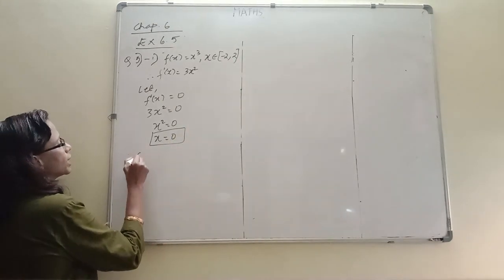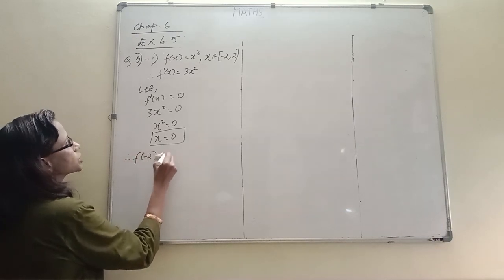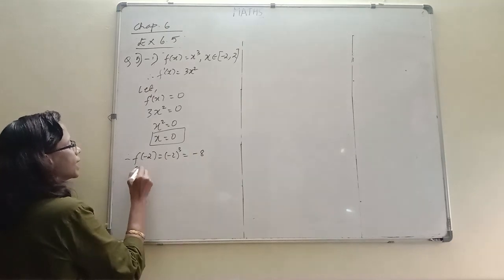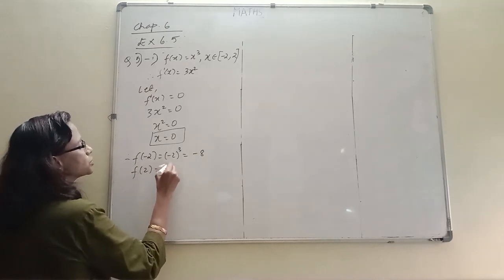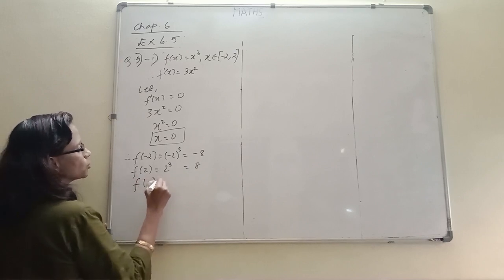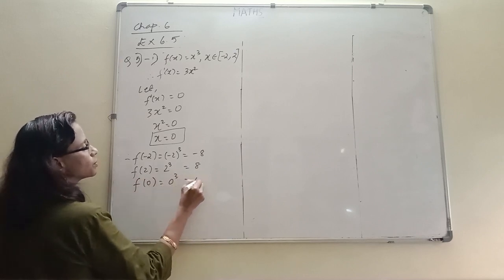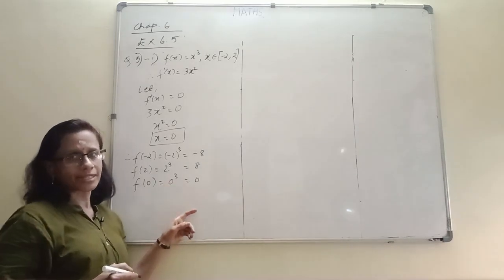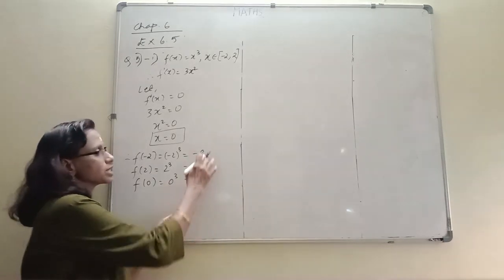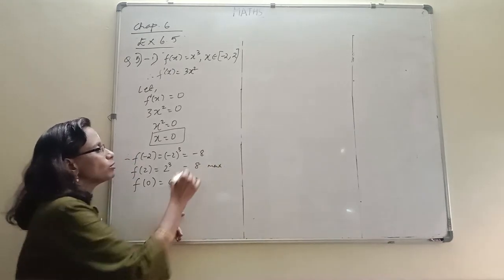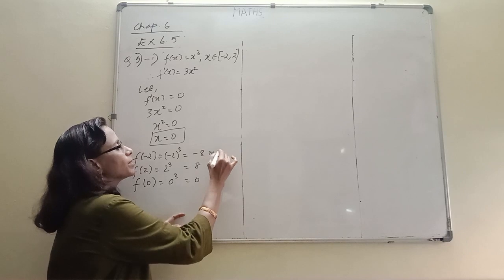First we will find f at minus 2, which is minus 2 the whole cube, which is minus 8, negative 8. And f at 2, which is 2 cube, which is positive 8. And also at the critical point, which is 0, so it is 0 cube, which is 0. Now it's from these values that we will decide which is the maximum and minimum. Out of these 3 values, this is the maximum value, and out of these 3, this is the minimum value.